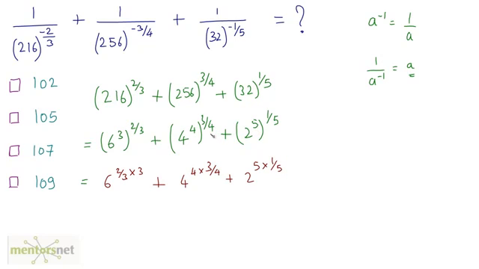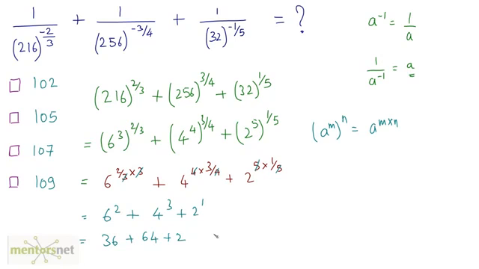The law of indices that I've used here is a raised to m raised to n is equal to a raised to m times n. So this is equivalent to, 3 and 3 get cancelled out here. Here 4 and 4 get cancelled out, and here 5 and 5 get cancelled out. So what remains is 6 square plus 4 cube plus 2 raised to 1. So 6 square is 36 plus 4 cube is 64 plus 2, and this is equal to 102. So our answer is option A.